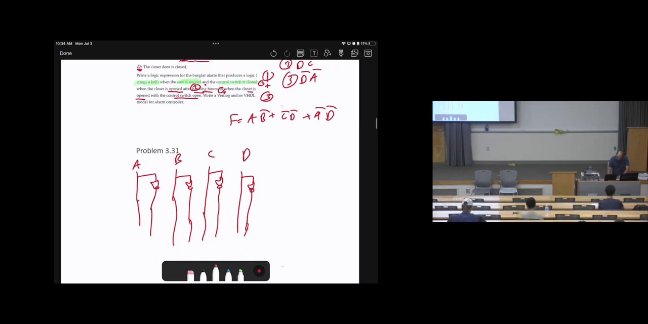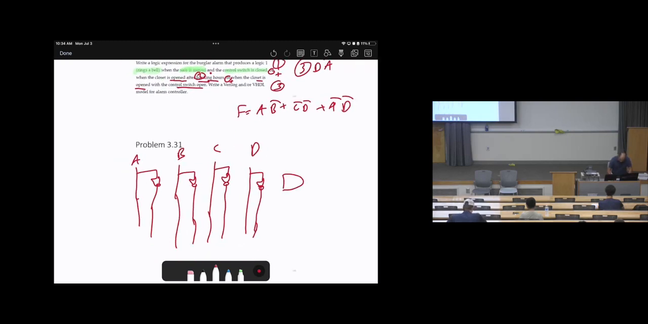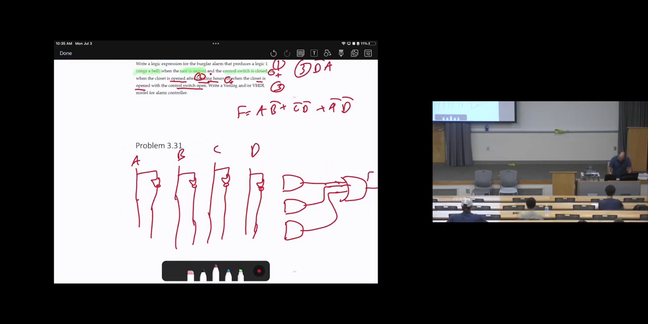Then we have 3 AND gates. Then they will be connected with OR. This is the function f. So the first one will be with A, B bar. Second one will be with C bar, D bar. Third one will be with A bar, D bar.